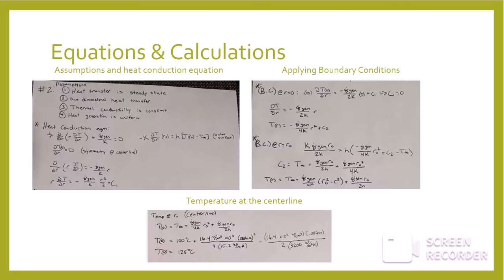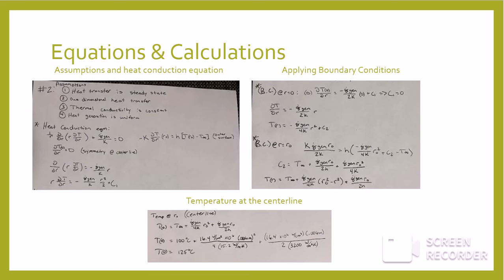Okay. Here are some of the calculations and equations that were used to analyze this wire. First, in the top left, you can see the assumptions that were made. Heat transfer is steady state. It's one-dimensional because it's moving along the wire one-dimensionally one way. It's not moving in different directions. Thermal conductivity is constant throughout the whole wire, and heat generation is uniform throughout the whole wire.